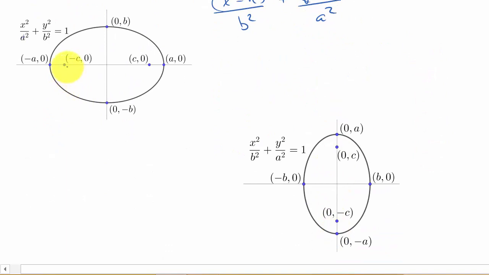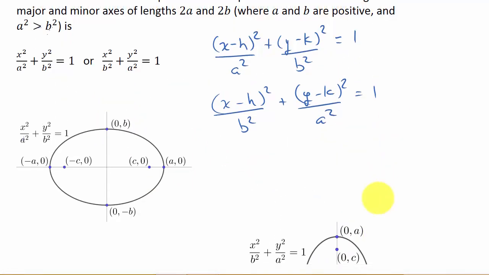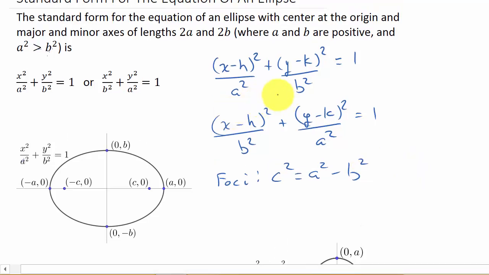And then you notice these c values. These points here are called the foci, and we find them by c squared equals a squared minus b squared. Alright, so in order to graph these things, we need to have the equation in this form, and it needs to be set equal to 1.